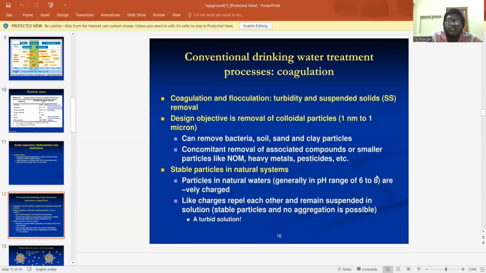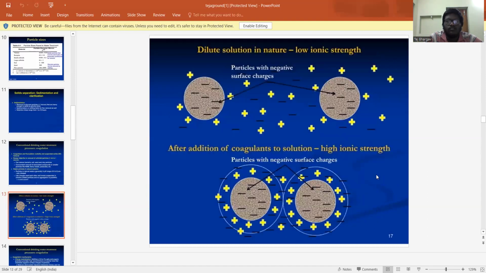Stable particles in natural systems: particles in natural waters, generally in the pH range of 6 to 8, are negatively charged. Like charges repel each other and remain suspended in the solution. These are stable particles and no aggregation is possible. A turbid solution is possible here. Next, a dilute solution in nature has low ionic strength.